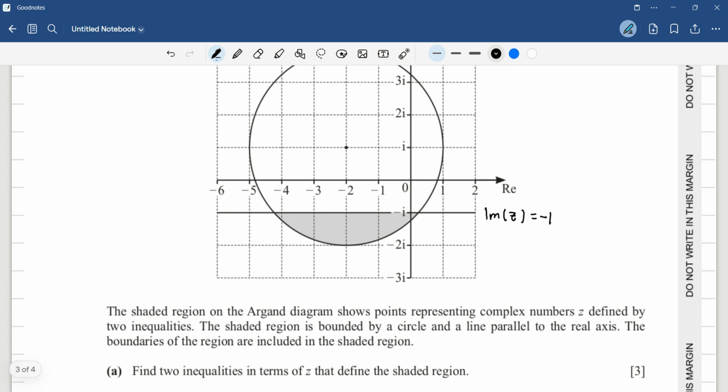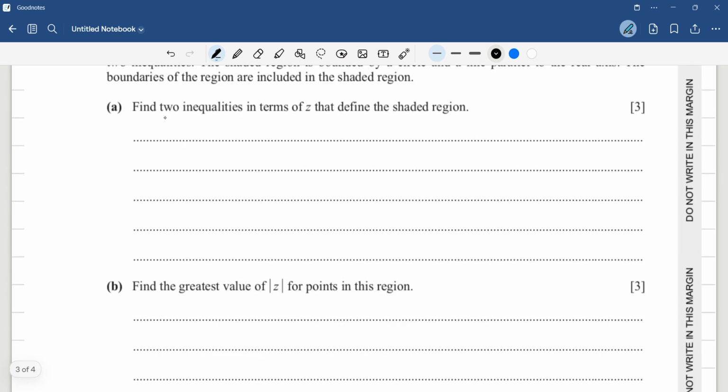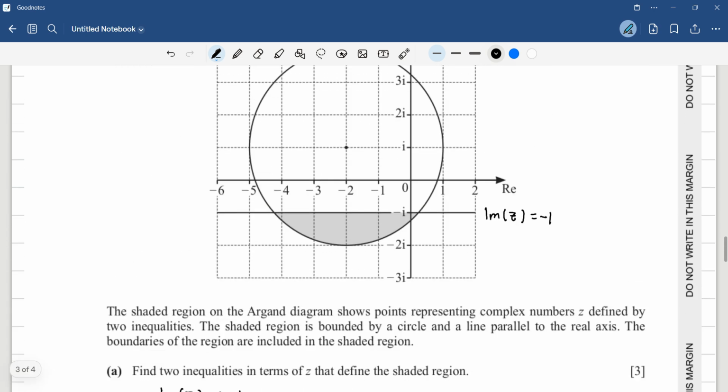So the first inequality will be the imaginary part of z less than or equal to negative 1. Why do I put equal? Because here it is a straight line. If we have a dotted line, then we use less than, with no equal symbol.